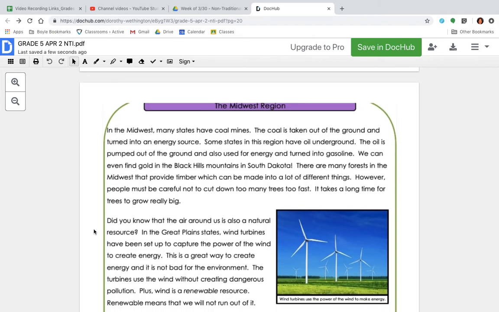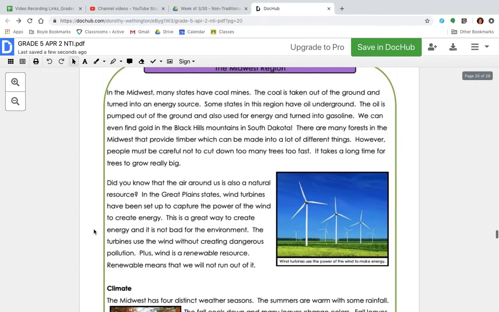Did you know that the air around us is also a natural resource? In the Great Plains states, wind turbines have been set up to capture the power of the wind to create energy. This is a great way to create energy, and it is not bad for the environment.